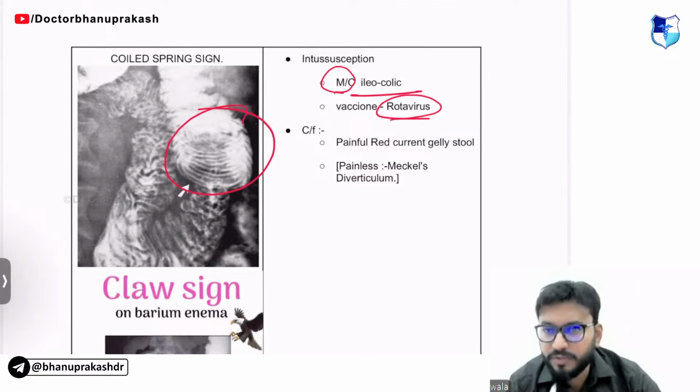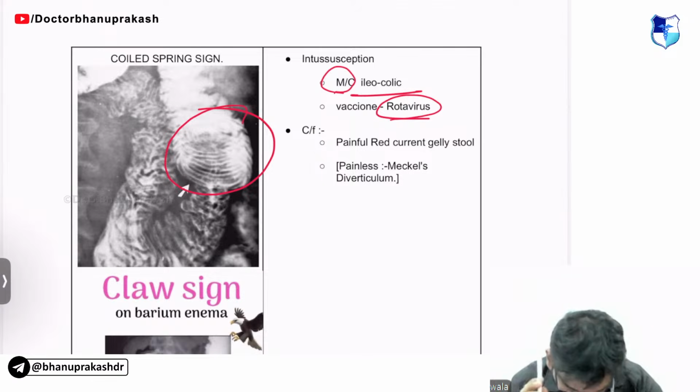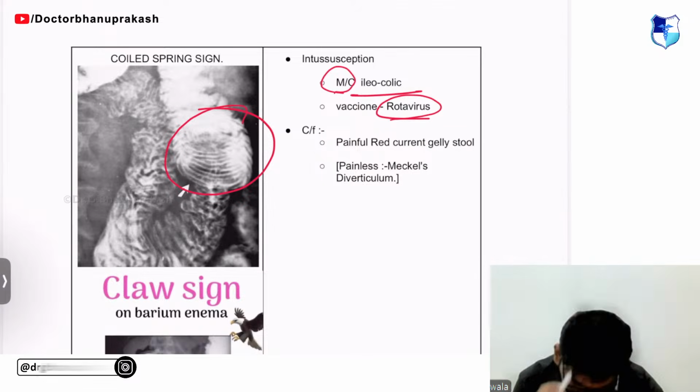Please, this was an MCQ that was asked. Which vaccine increases the risk of intussusception in children? The answer is rotavirus vaccine. Please remember, rotavirus vaccine.